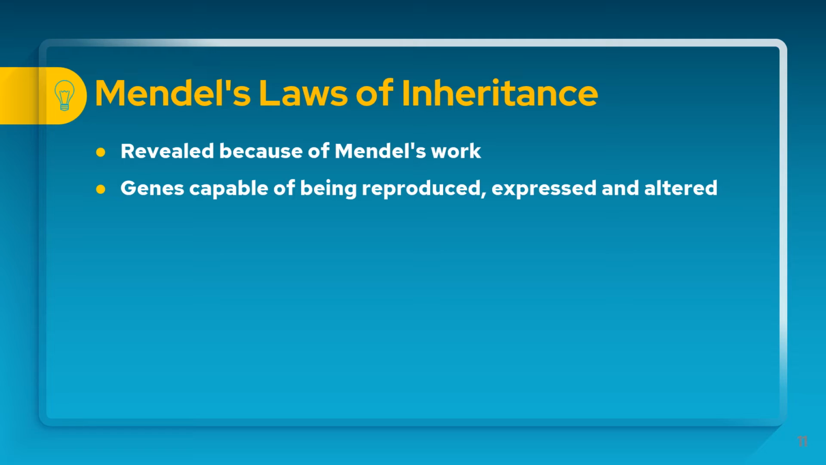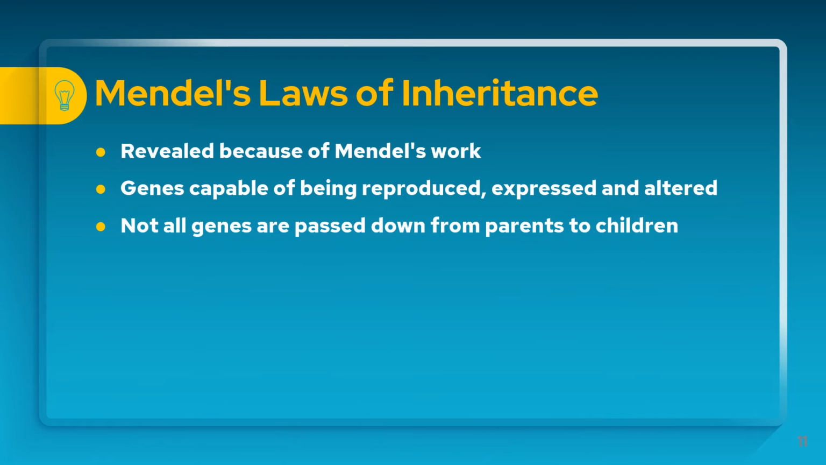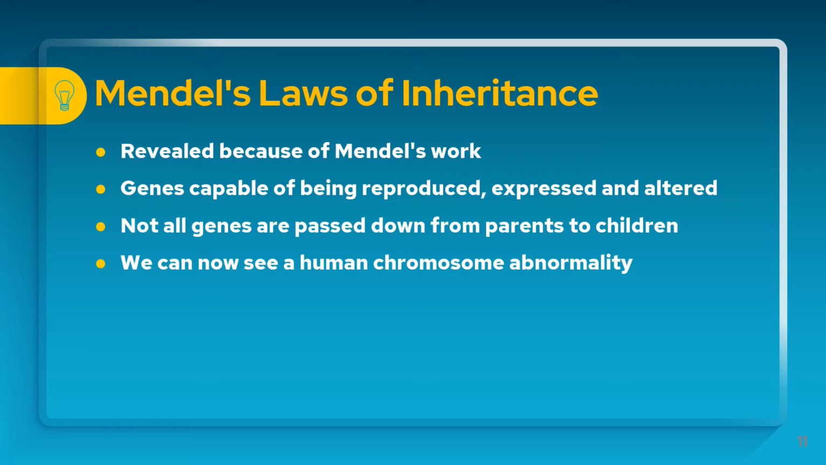According to Mendelian genetics, not all genes are passed down from parents to children, but Mendel's experiment provides a wonderful place to start thinking about inheritance. All of Mendel's observations and discoveries were made by crossing individual plants. We can now see a human chromosome abnormality, which contains all of an individual's chromosomes, to detect chromosomal problems in offspring even before they are born.